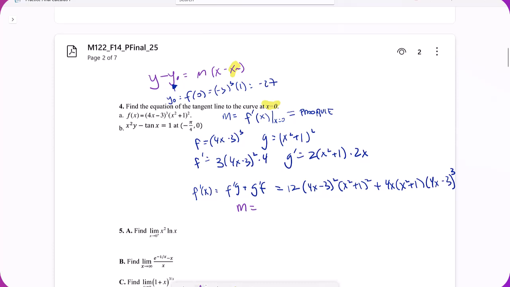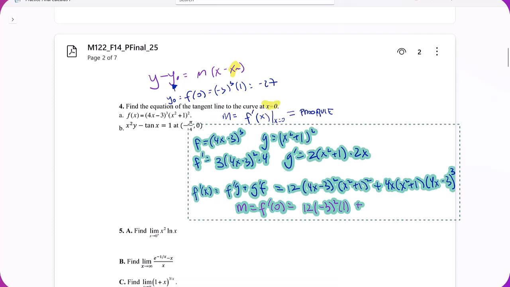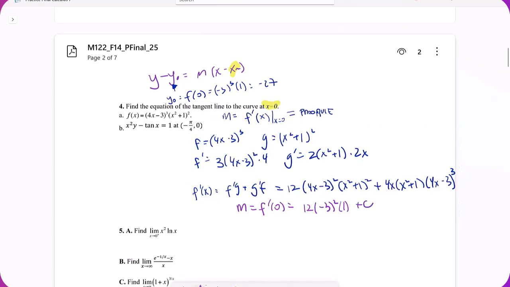We're going to plug in a 0 for x and then see what we get as our m. So it's going to be f prime of 0. It's going to be 12 times minus 3 squared times 1, plus 0, right? So it's basically 9 times 12, which is 90 plus 18, 108.